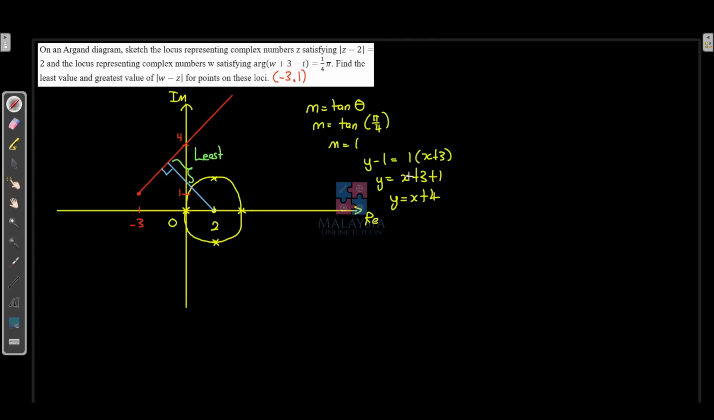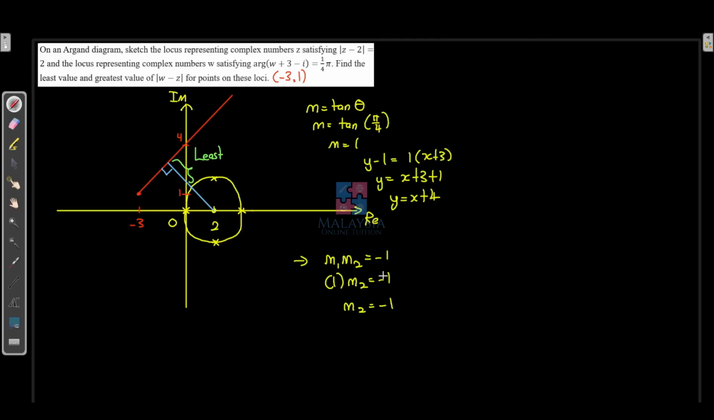Okay, so we have the equation of the half line, and now we need the equation of the blue line. So how to find the equation of the blue line? Okay, we know the product of the gradients must be -1, so we can say m1 m2 equals -1. So the gradient of the red line is 1, so then we have the gradient of the blue line to be -1.